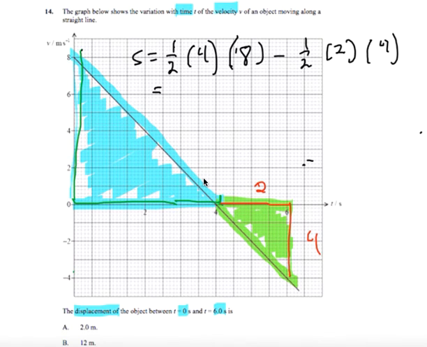This gives us 16. Take away 4. That's 12 meters.